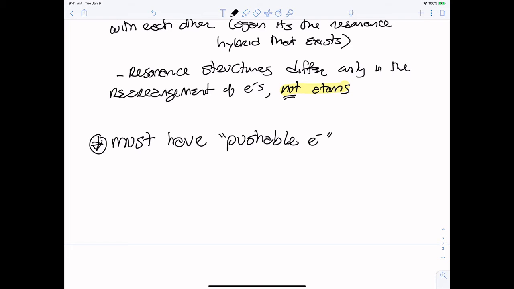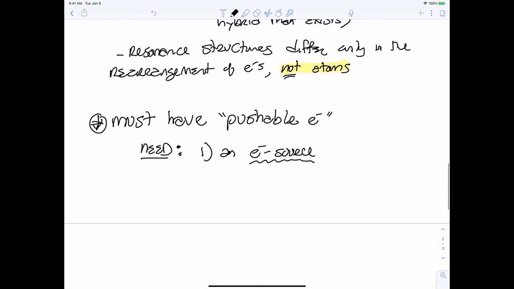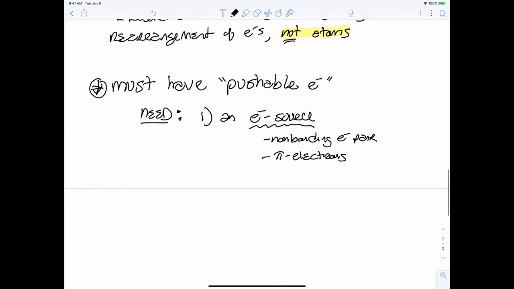And then we have to have a place to push them to. We have to have a place to move them to. So we have to have an electron source. These are our pushable electrons. And those are either going to be a non-bonding pair, so a lone pair, or they're going to be pi electrons. Remember, those are the only things we're moving. We're not moving atoms. And then we have to have an electron receptor. We have to have a place to put them.